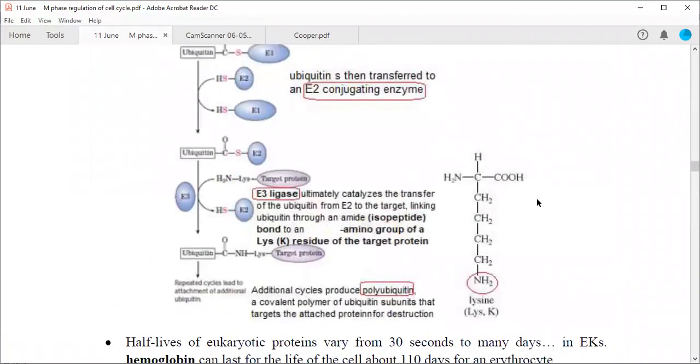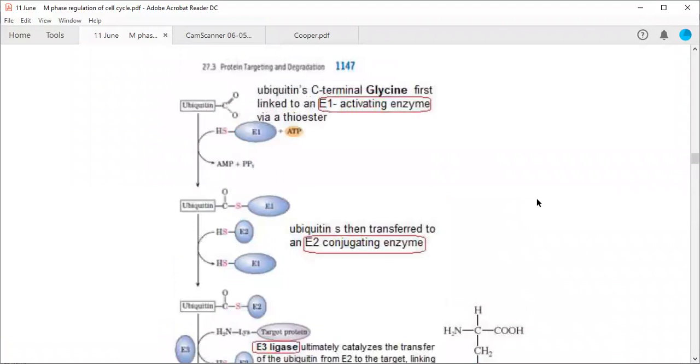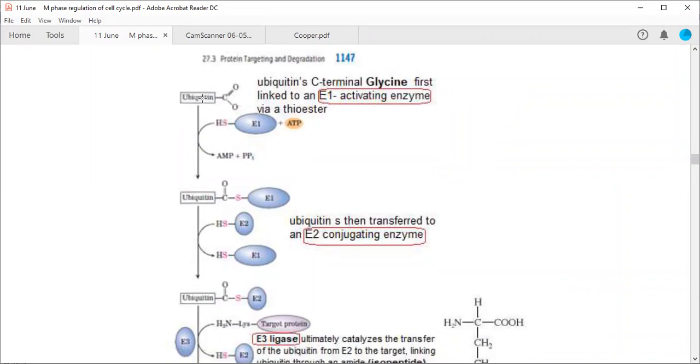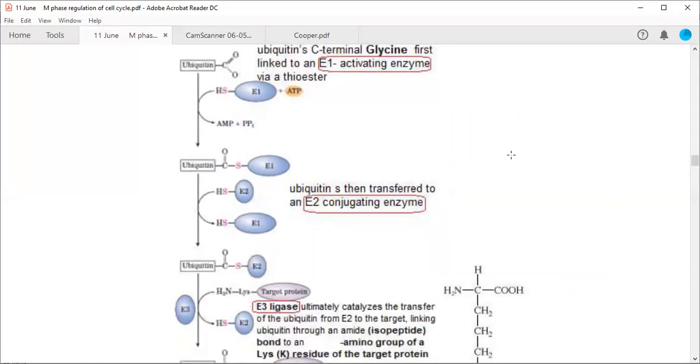We are going to discuss this particular process, actually how this proteasomal degradation is going to take place. This particular diagram is from Lehninger, 6th edition, page number 1147, chapter 27. See this ubiquitin protein. First of all, you should know what is ubiquitin protein.